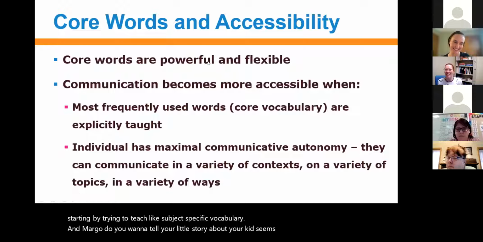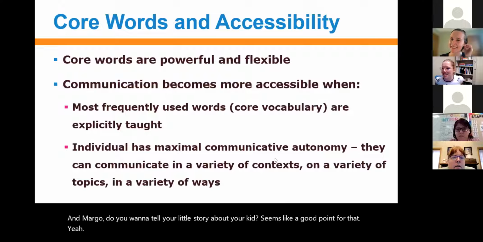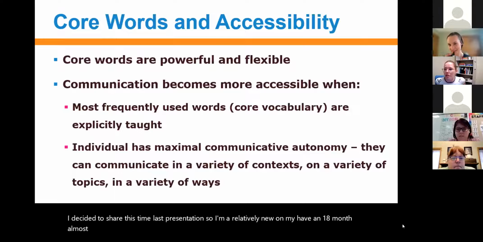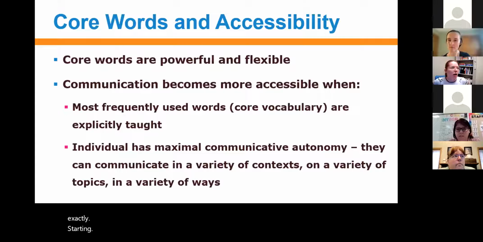Sure. Yes, I decided to share this story last presentation. So I'm a relatively new mom. I have an 18-month-old. He's almost exactly 18 months, to the day. So he's just starting to communicate verbally a little more functionally. And because we think about core words all the time at work, I'm starting to see this in action with my son as he's learning to communicate.